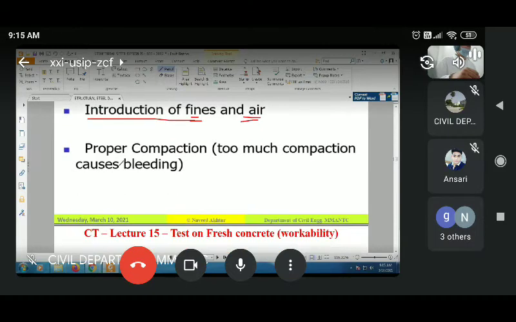Also the proper compaction. Too much compaction causes bleeding, so we should avoid too much compaction, as I said earlier, so that proper compaction can avoid the bleeding of your concrete.